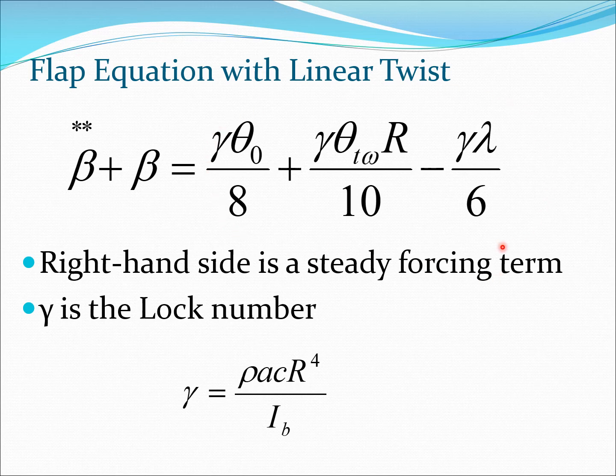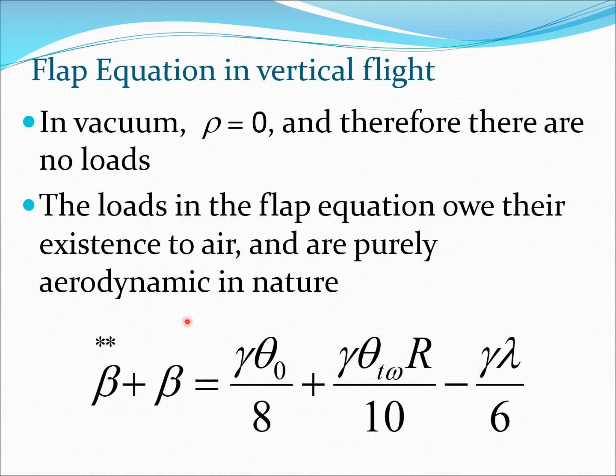And we clearly see the right hand side is a steady forcing term, and gamma is the Lock number. So gamma is rho a c R to the fourth by I_b, which you can calculate for any given rotor. Now in vacuum, rho would be 0, that is the density of air is 0, and therefore there are no loads, and therefore the loads in the flap equation completely come because of the presence of air. And BET lets us calculate these particular loads. So essentially the left hand side of this equation is completely structural, or we can say dynamic, and the right hand side of this equation is completely coming from the fluid mechanics forces. And this particular system is a very simple system where you are essentially combining the dynamics with the fluid mechanics of the system.